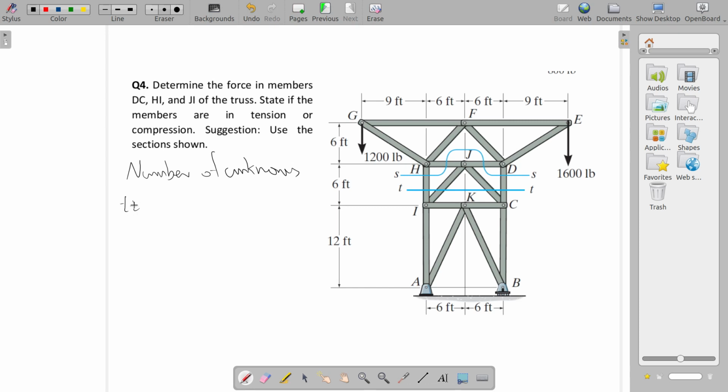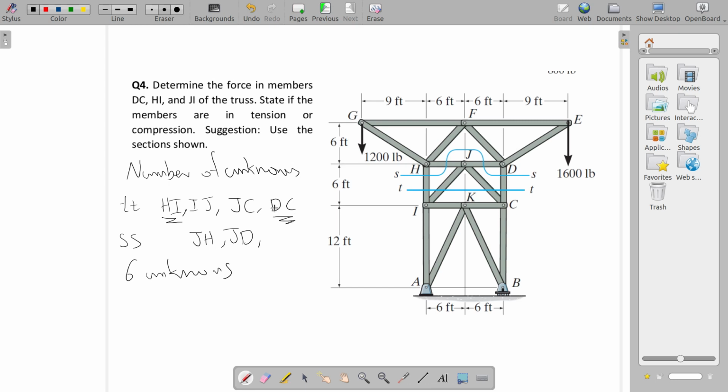Number of unknowns for TT, you have HI, IJ, JC and DC. And for SS you have HI, which is already here, JH, JD and DC. DC is already here. So total number of unknowns: 1, 2, 3, 4, 5, 6. 6 unknowns.